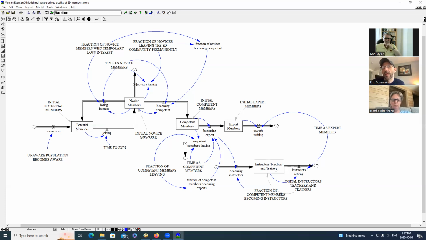So, okay, I think what you're saying is essentially all those becoming experts are heading to expert, but some are becoming instructors. Yeah. But like, what about becoming experts and leaving the society?